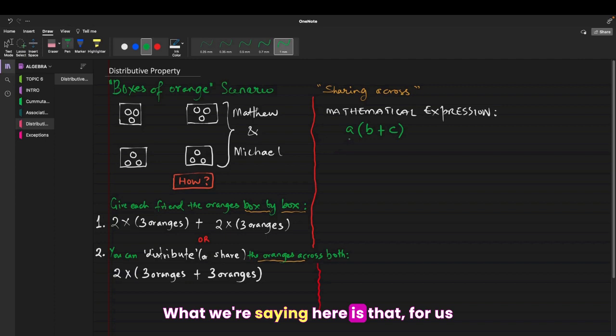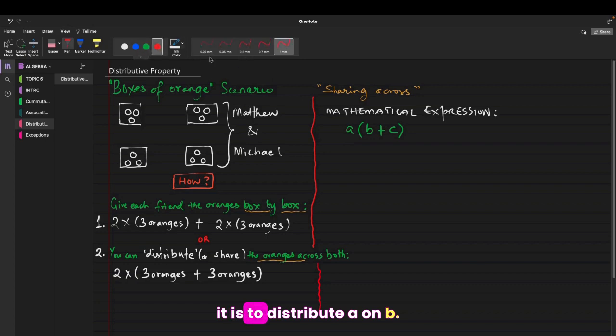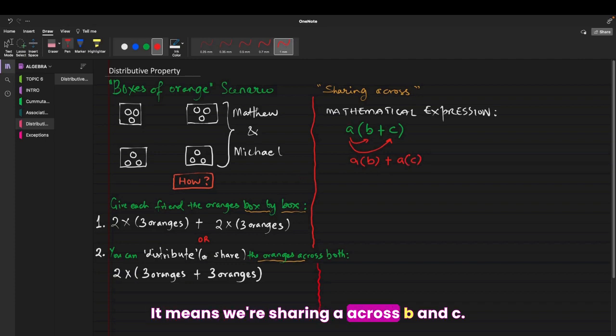What we're saying here is that for us to simplify this expression, how we go about it is to distribute A on B and then again distribute A on C. To break this down, we say A on B, A times B plus A times C. It means we're sharing A across B and C.